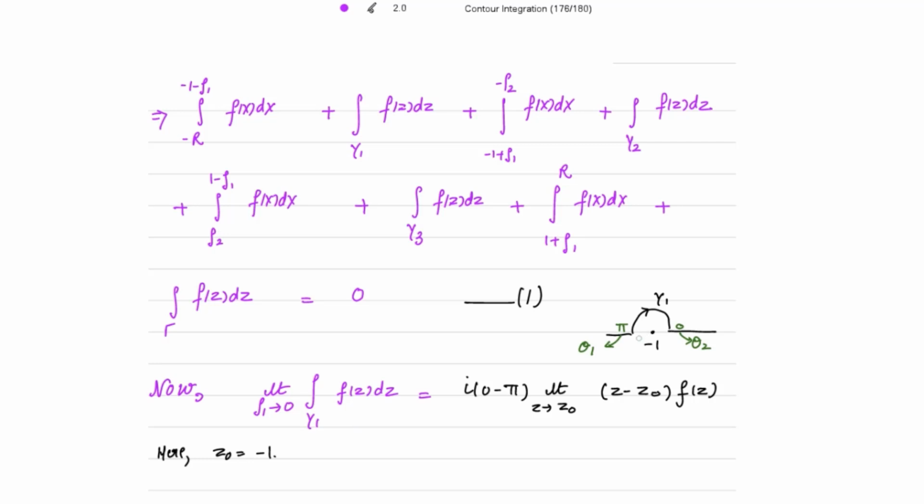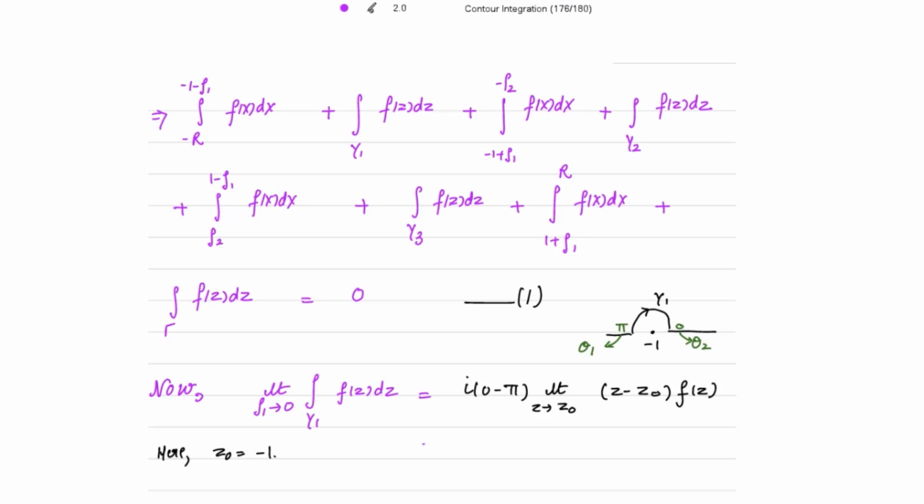Okay. So first semicircle, I'm having gamma 1, having the pole at -1. Now, because the curve is going clockwise, it is from pi to 0. So the first angle is pi, second angle is 0. So the formula is to calculate the limit as rho 1 tends to 0 of the integration over gamma 1 of f(z) dz. This will be equal to iota times theta 2 minus theta 1. So always it is 0 minus pi.